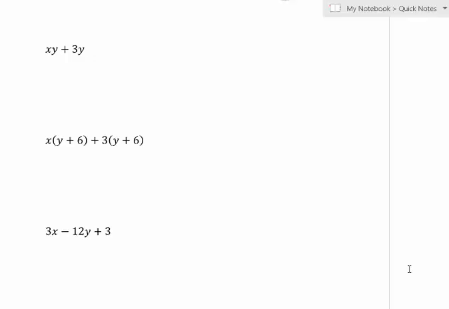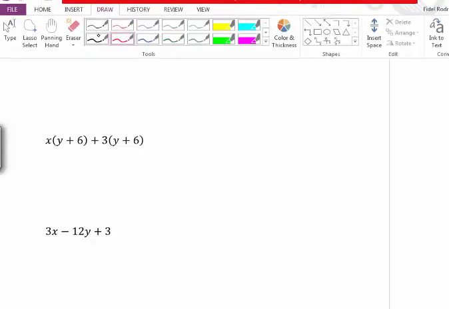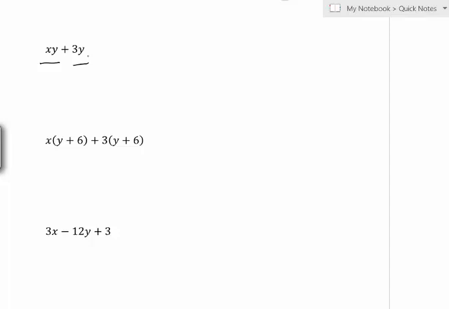All right, so we're going to do the same thing here in this next problem. Okay, I'm looking at those two terms. The one thing I know they both have in common is the letter y. If I factor out the letter y from here, I still have the letter x. If I factor out the letter y from there, I still have the number 3.